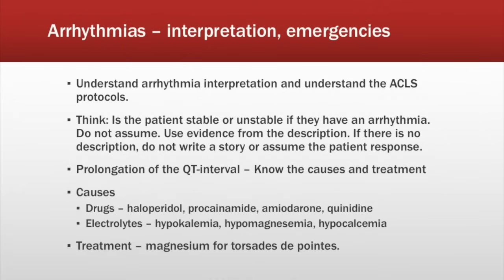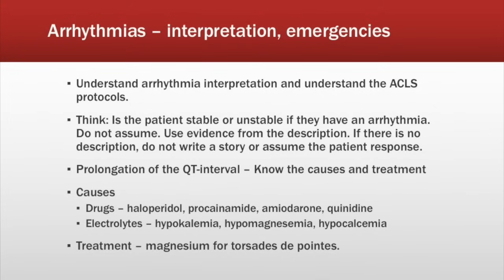In this video, we're not going to go over arrhythmias, and I don't believe there are many strips on the test. If there is a strip, it's going to be pretty general. But just understand arrhythmia interpretation and understand the ACLS protocols. Just think, is this patient stable or unstable if they have an arrhythmia? If somebody's in SVT and they don't have a drop in blood pressure, they don't have shortness of breath, they don't have confusion, then you're not going to go cardiovert the patient immediately. You're going to just consult cardiology.